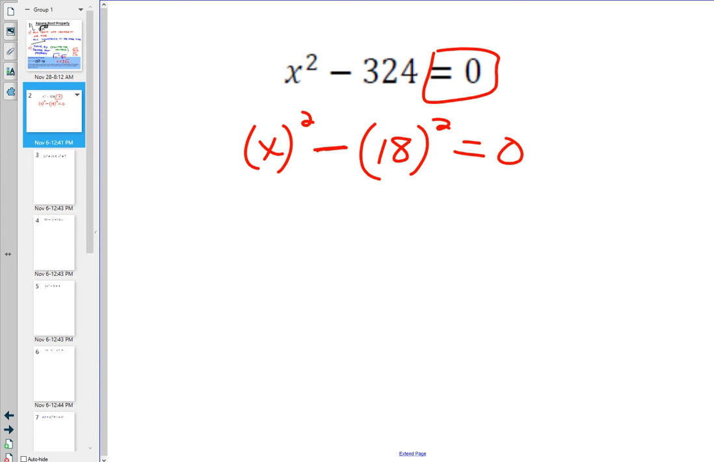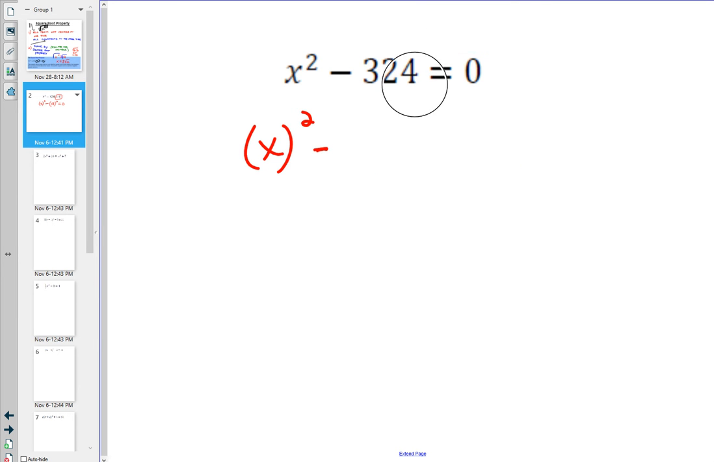I already know that the answer here is going to be positive and negative 18 because, coincidentally, this could also be solved by factoring. But not everything that can be done by factoring can be done by square root property and vice versa. So let's just solve this one by square root property.